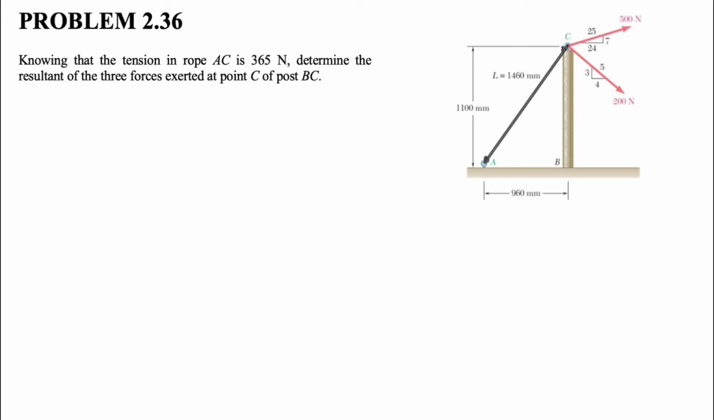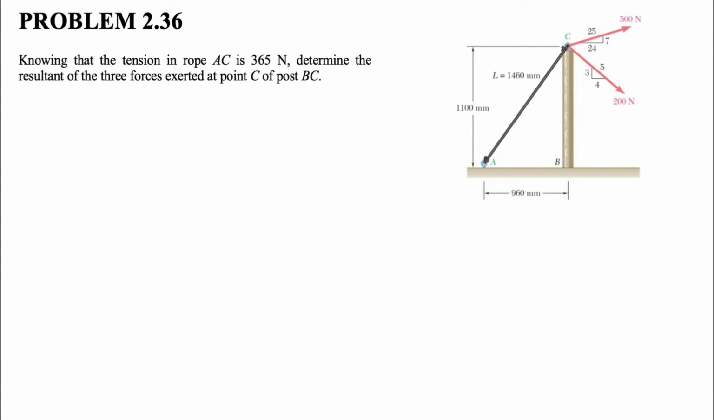Alright guys, welcome back. We have another question from chapter 2 in Johnston's textbook, and one of you guys asked me to solve this question. We have this rope AC, and we know the tension in the rope is 365 Newton. We need to determine the resultant of the three forces exerted at point C of post BC.